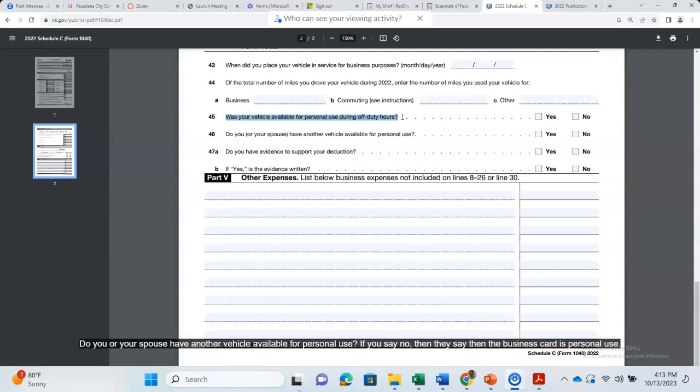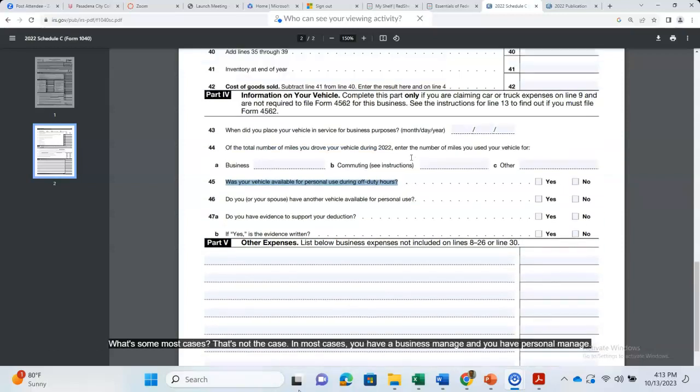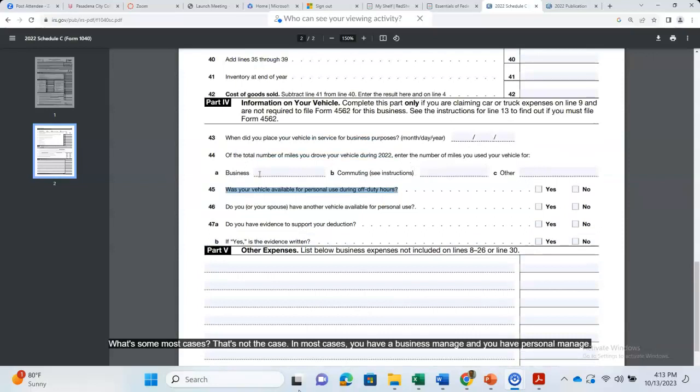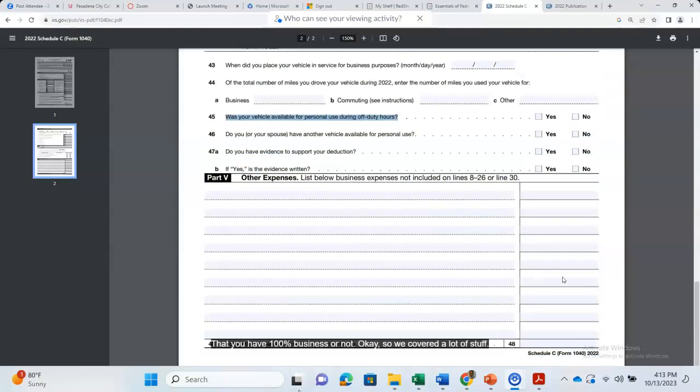Do you or your spouse have another vehicle available for personal use? If you say no, then they say the business car is personal use also. If you say yes, I have another car for personal use, then they say okay, maybe the other car that you say is 100% business, maybe you are right. But in most cases, that's not the case. In most cases, you have business mileage and you have personal mileage. So if you say no, it's 100% business, the IRS will get really picky on proving that you have 100% business or not.